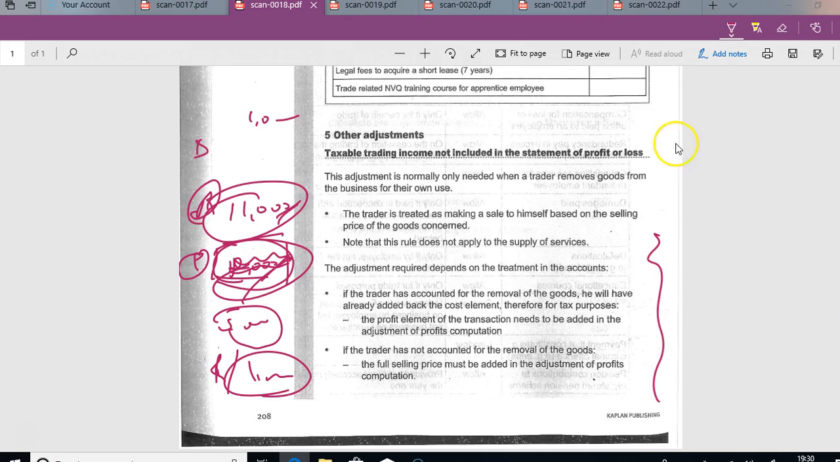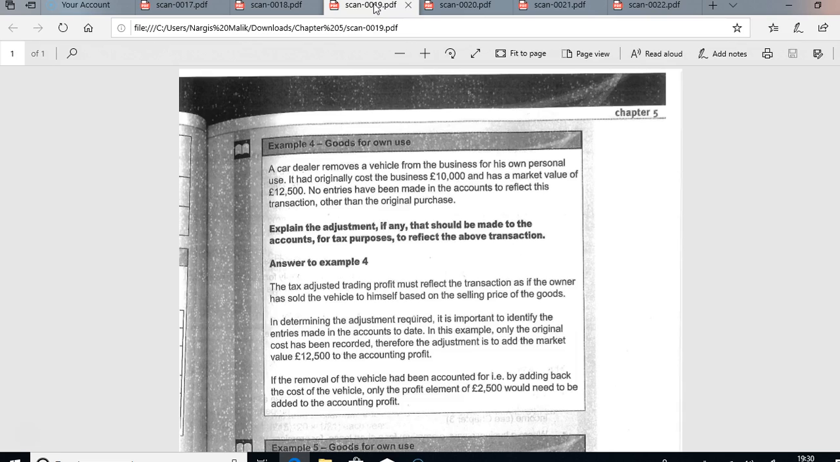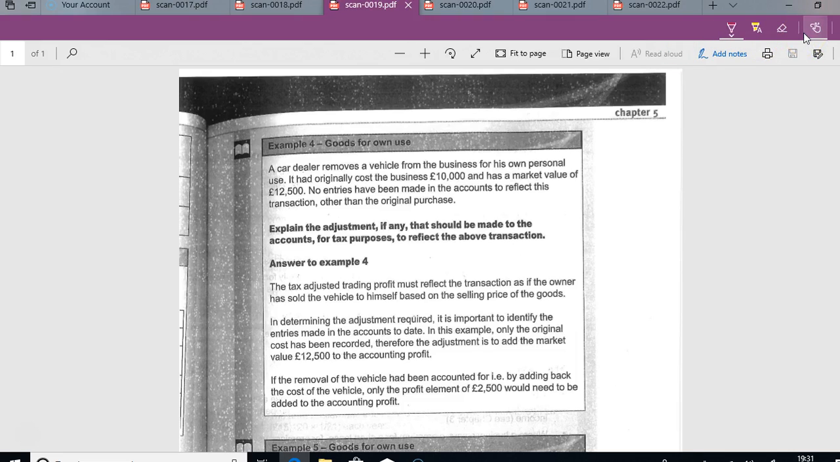So let's look at, I think on the next page they do an example. Here we have goods for your own use. A car dealer removes a vehicle from the business for his own personal use, and it originally cost the business 10,000 and had a market value of 12,500. We need to reflect this other than the initial transaction. So really, the transaction we need to do is credit revenue with 12,500. So in effect, we end up deducting the 10,000 cost from the 12,500 to recognize that profit.